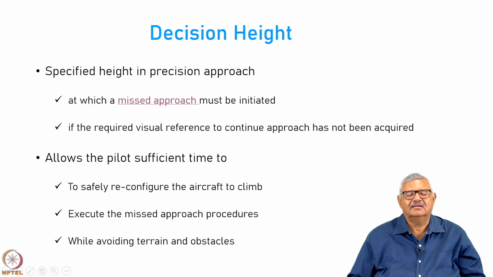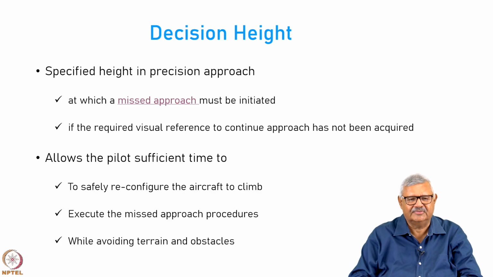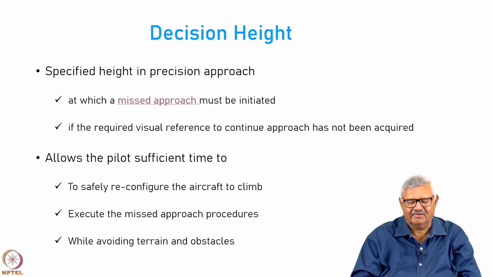The decision height serves specific purposes. It allows the pilot sufficient time to safely reconfigure the aircraft to climb in case you are not able to visually acquire the runway at that particular point, then it is better not to continue. It allows the pilots to execute the missed approach procedures while avoiding terrains and obstacles.